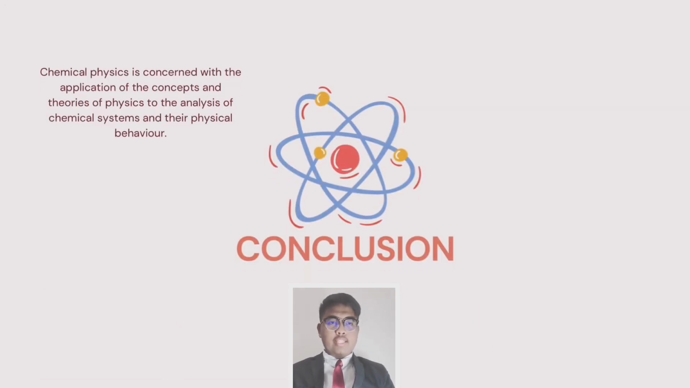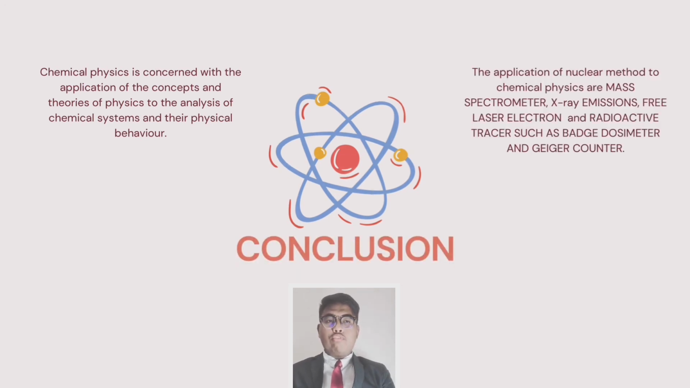Chemical physics is concerned with the application of the concepts and theories of physics to the analysis of chemical systems and their physical behavior. The applications of nuclear methods to chemical physics are mass spectrometer, X-ray emission, free electron laser, and radioactive tracers, such as badge dosimeter and Geiger counter.